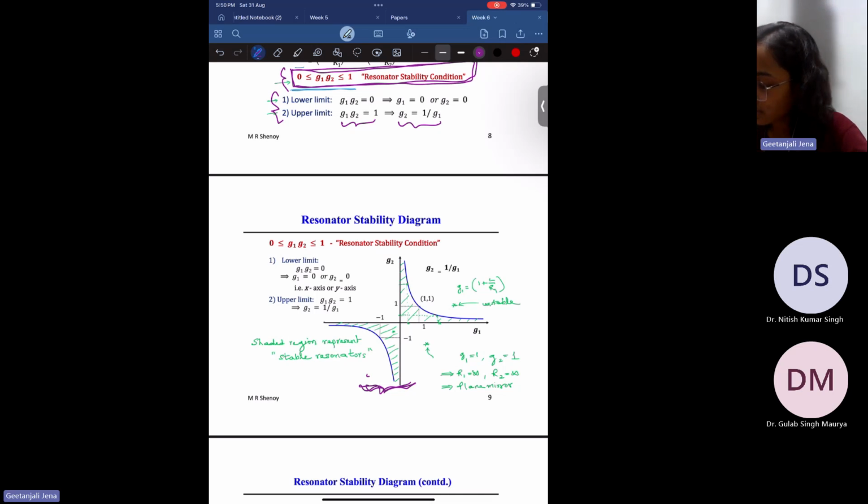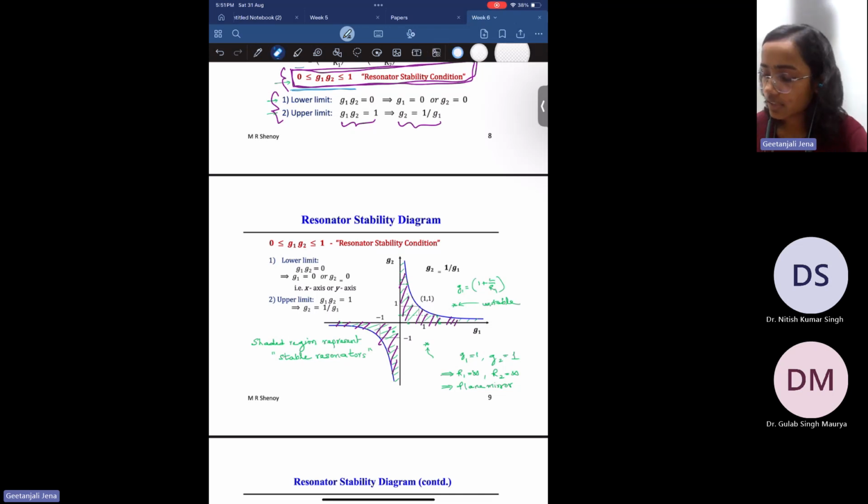So the lower limit is these axes, where on this axis G2 is 0, and on this axis G1 is 0. And the upper limit is given by this blue curve, 1 by G1 or 1 by G2. Inside this upper and lower limit is the stability region. So this shaded region is the stability region. All the setups that we will see will fall inside this stability region. If you see in the diagram, a resonator whose value lies in this region or this region, these are unstable resonators.